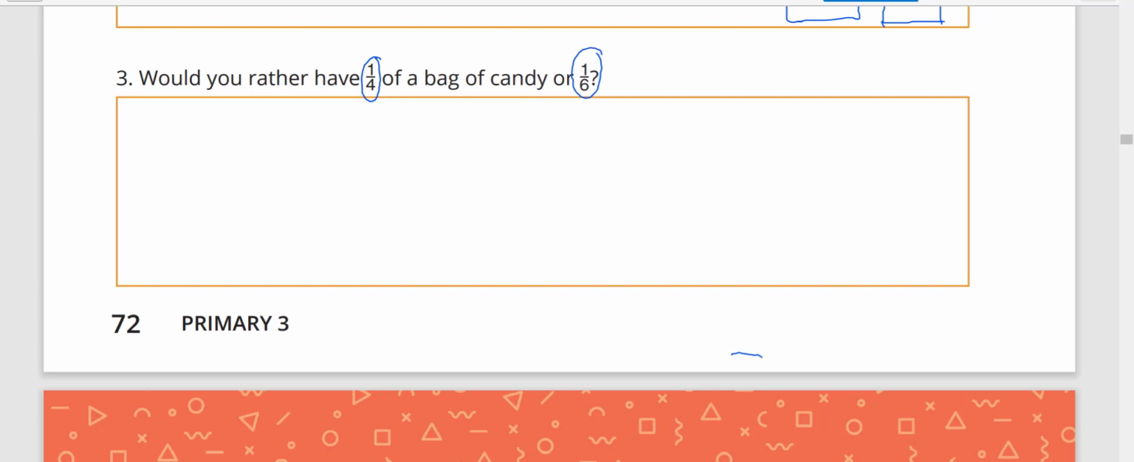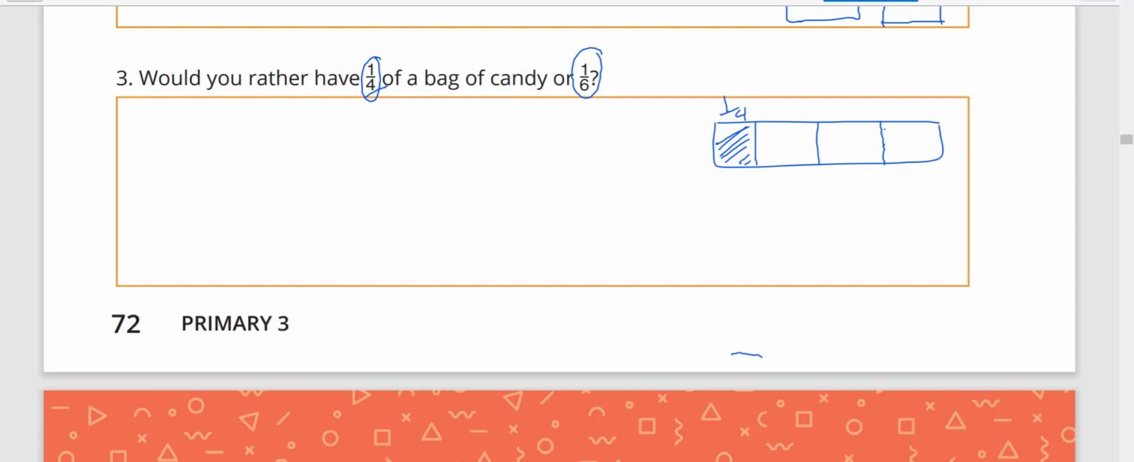So more parts, each part smaller. Okay, you have a candy bar. A fourth of a bag of candy. A fourth of a bag, not a bar, a bag of candy. So we have a bag, and we want to divide it into four equal parts, four fourths. So divide it into halves. Then divide each half into half. One part is called a fourth.